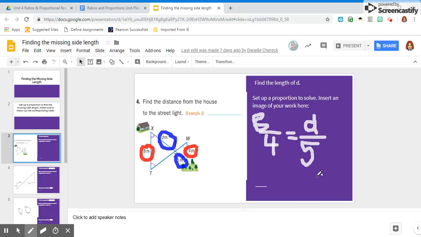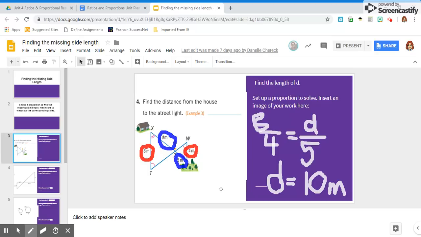So now we just cross multiply and divide. So 8 times 5 divided by 4. So D equals 10. And then this is where you do need your units. So we talked yesterday a little bit about scale factor doesn't need your units, but we're talking about what this side length is. So the biggest thing here is making sure that when you put it in your proportion, you put it in correctly.